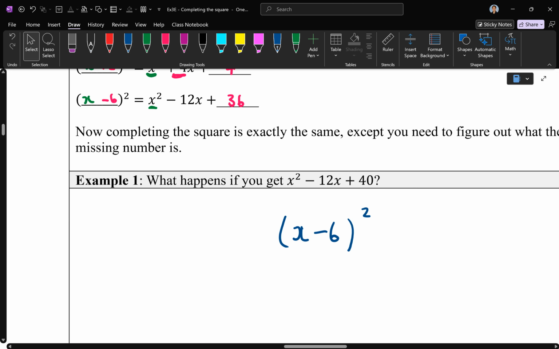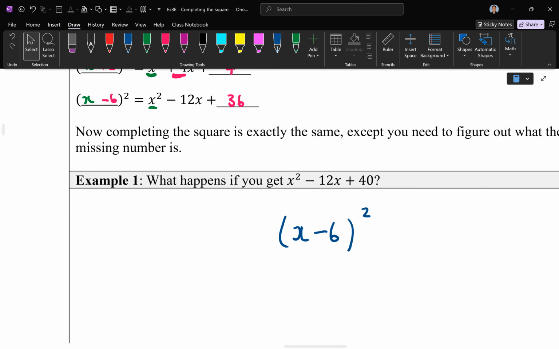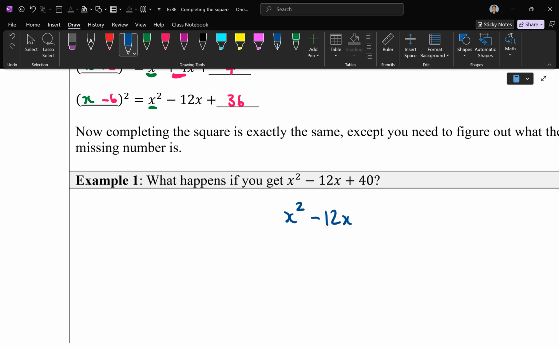36, just like what you did before, right here. X minus 6 squared, you told me it should be x squared minus 12x, and it should be a plus 36. Do I have a plus 36? No, I've got a plus 40. So what's happening here is we're saying this. I currently have x squared minus 12x, and I've got this plus 40, but what I wish I had was a plus 36. Because if I had a plus 36, it would be this. That would be a perfect square.